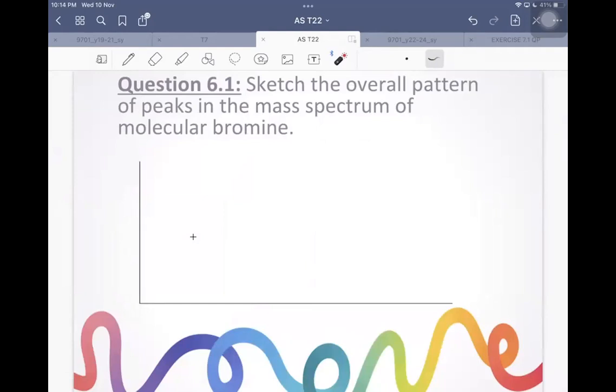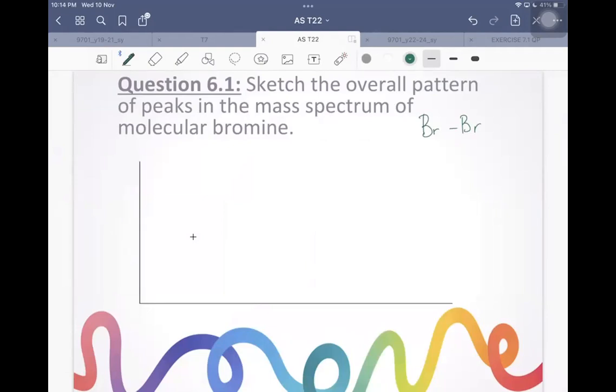Question 6.1. Sketch the overall pattern of peaks in the mass spectrum of molecular bromine. Okay, so they want us to sketch the spectrum for bromine Br2 molecules. Okay, first I will deal with the Br2 molecules first.